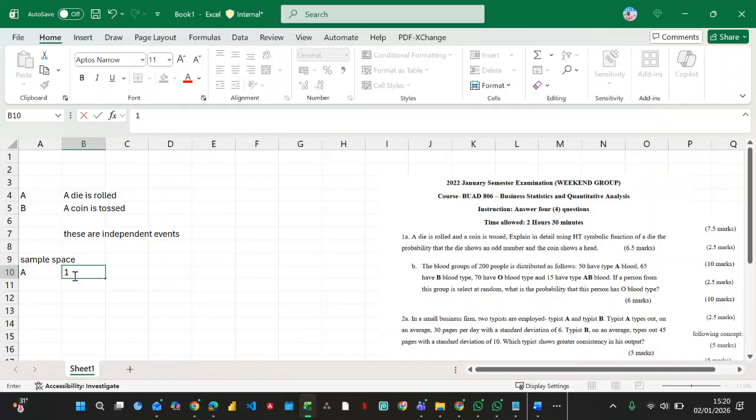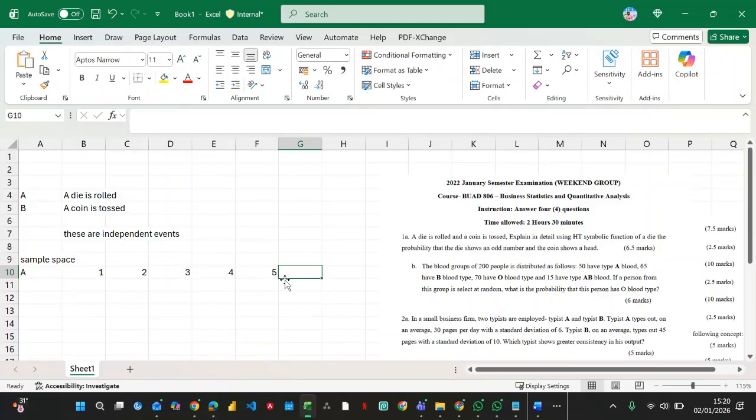So the next thing is we first look at our event A. Event A is talking about a die. What are the possible outcomes if you roll a die? Remember, the possible outcomes total six. So if I roll a die now, I can either get one, two, three, four, five, or six.